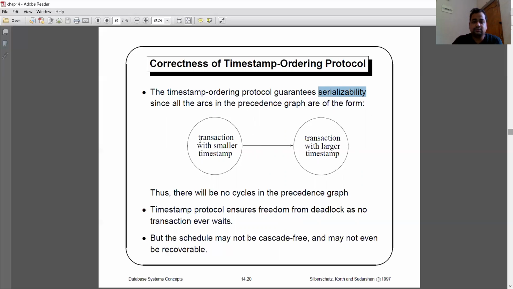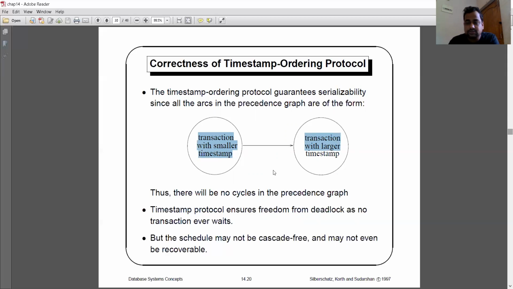It guarantees the serializability, since we can draw it in the form of a precedence graph. If we represent a precedence graph based on the timestamp ordering protocol, then we can put an arrow from all the transactions which have the smaller timestamp to all the transactions with the larger timestamp. Hence, there will be no cycle in the precedence graph. If there is no cycle, the precedence graph guarantees serializability.